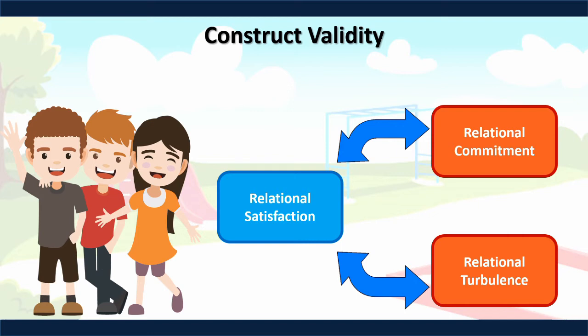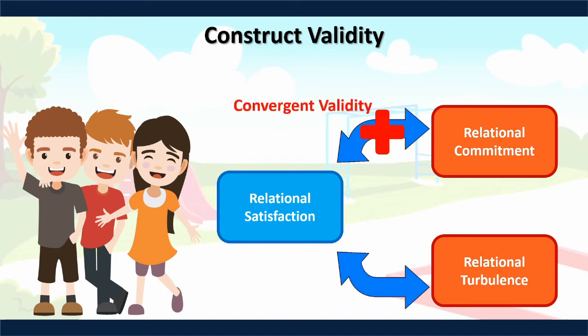Let's return once again to the relational satisfaction measure. If I were interested in determining its construct validity, I would see whether there's a positive relationship between its scores and scores on a relational commitment measure, because I know those two variables should be strongly related, at least according to interdependence theory. Finding a strong positive correlation in this regard would give me what's called high convergent validity.